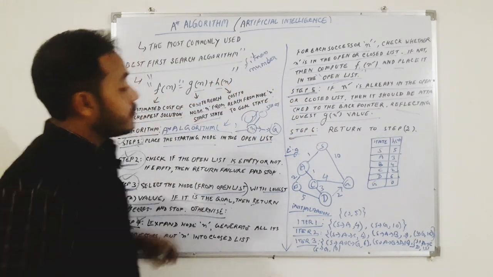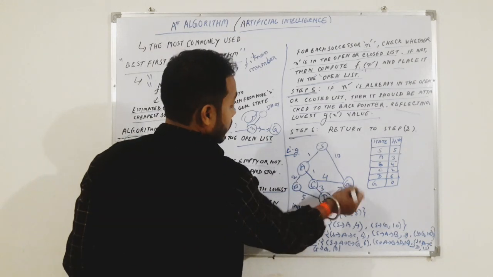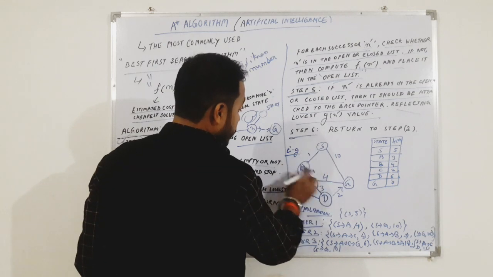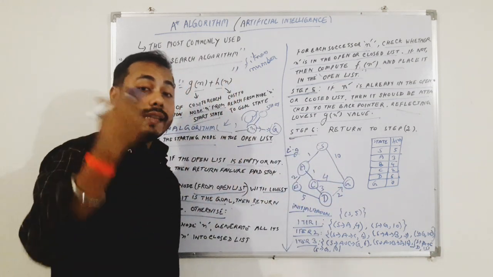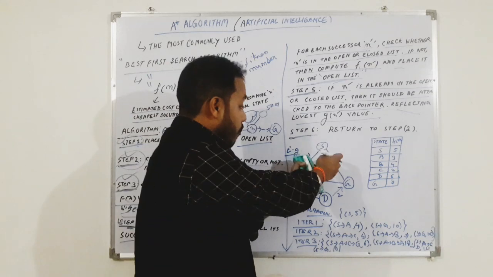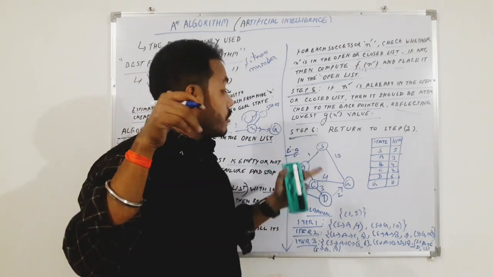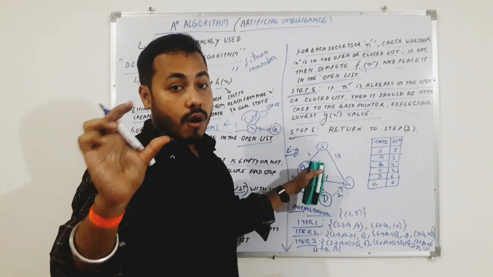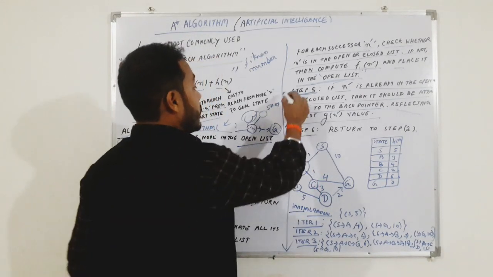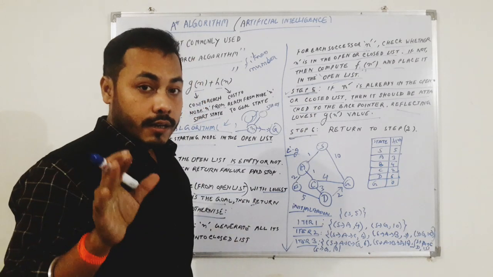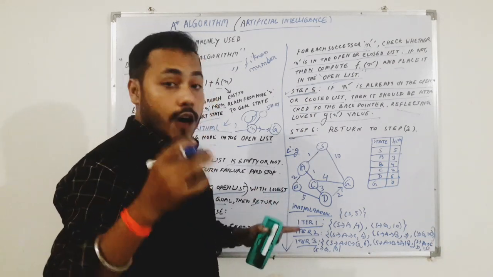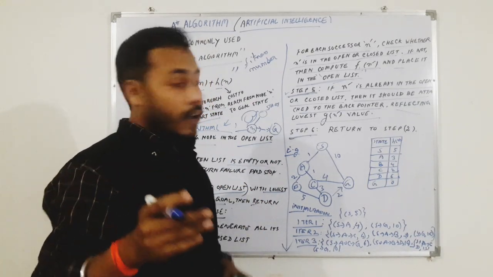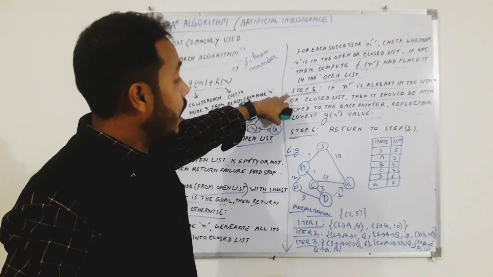Because we may have different branches. Suppose this is the successor, we may reach that successor from different paths. But we need to attach the back pointer only to that path which has the lowest cost value. Okay, so this thing is clear to you. Got it? If any doubt exists at any of these steps, then do ask me. So this step 5 is clear to you.